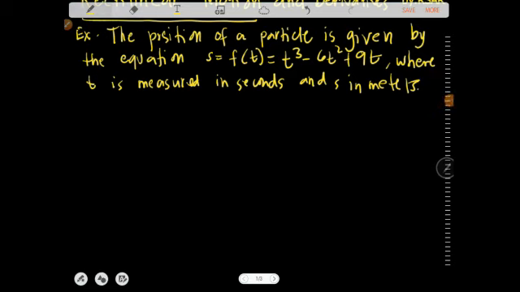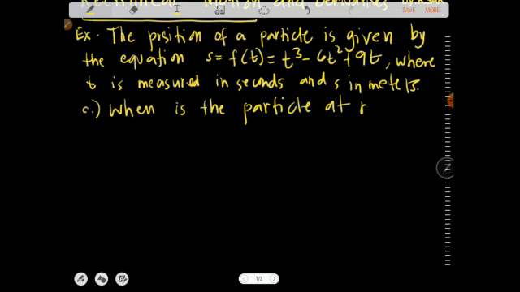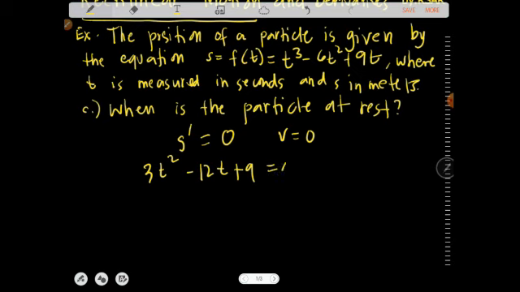Next question. When is the particle at rest? Okay, so in this case, pwede nating i-equate yung ating s prime to equals to 0. S prime is equals to 0. Okay, dahil yung velocity dyan is equals to 0. Okay, so ngayon, hahanapin natin kung ano yung kanyang time. So therefore, you have to equate the equation to 0. So, 3t squared minus 12t plus 9 is equals to 0.